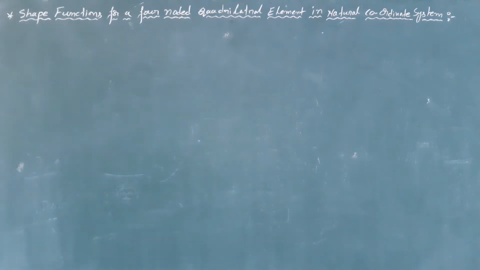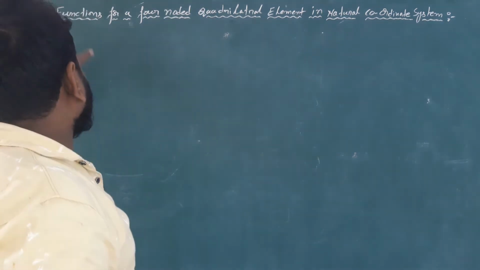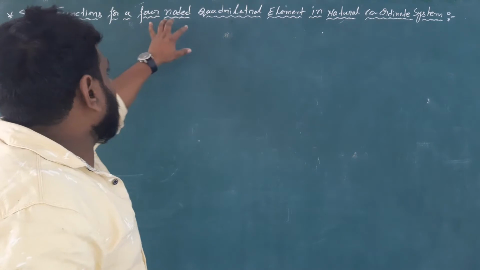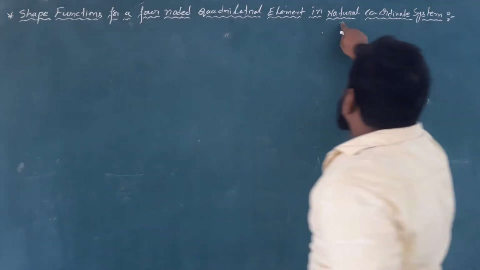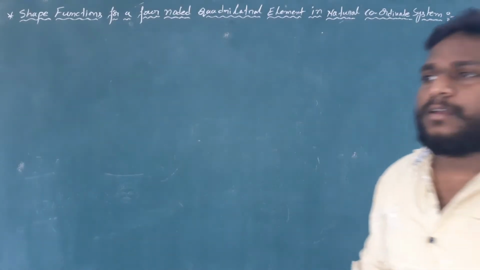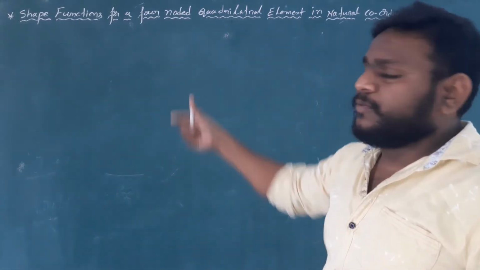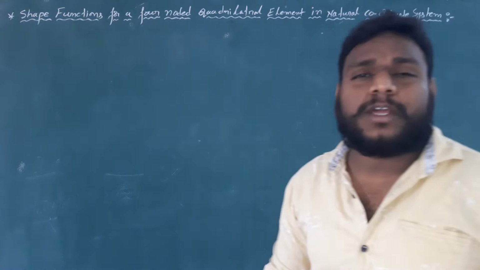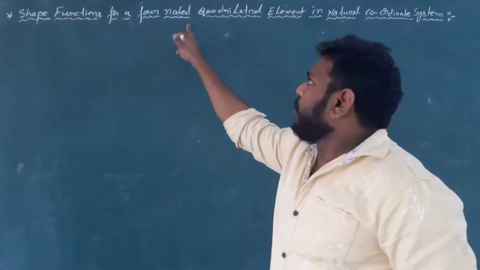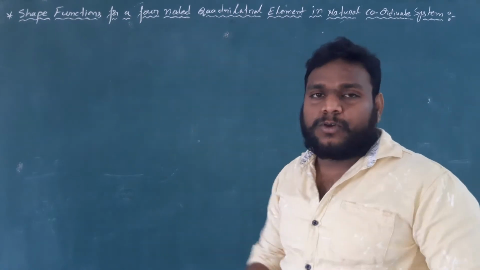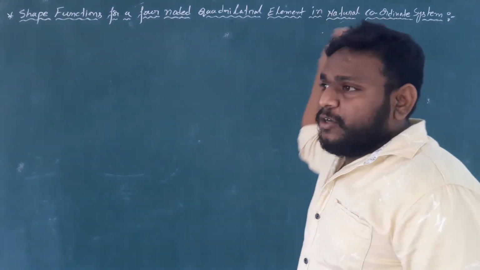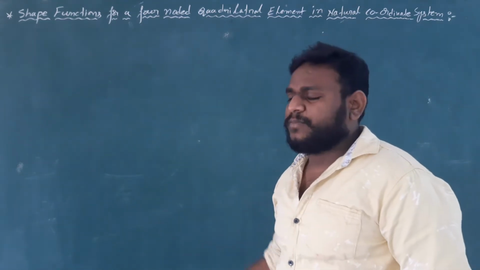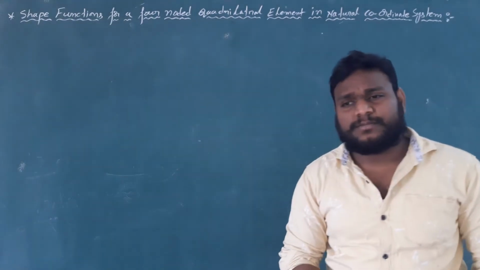Now we are going to derive shape functions for the four-noded quadrilateral element in the natural coordinate system. In this video we learn how to derive shape functions for the four-noded quadrilateral element in a natural coordinate system.